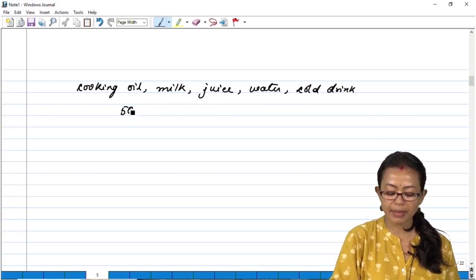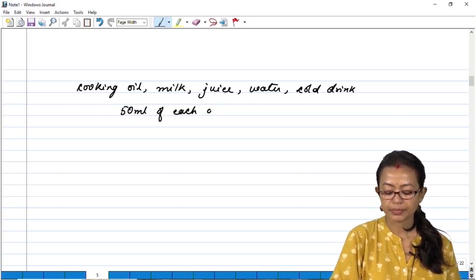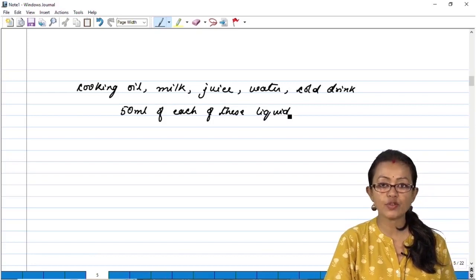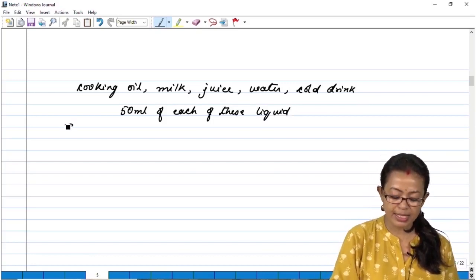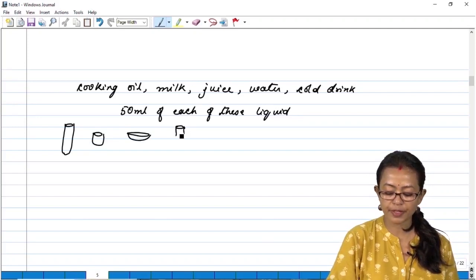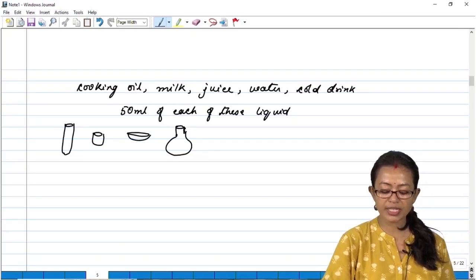We take 50 ml of each of these liquids and place them in different containers of different shapes. For instance, let us take a cylindrical one, a test tube, maybe something which is quite round, maybe something which is quite flat, maybe something with a pitcher type of shape. In each of these cases, we take 50 ml of each of these liquids and we start adding it.